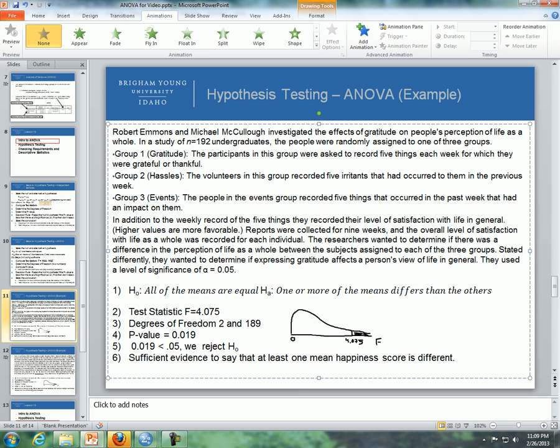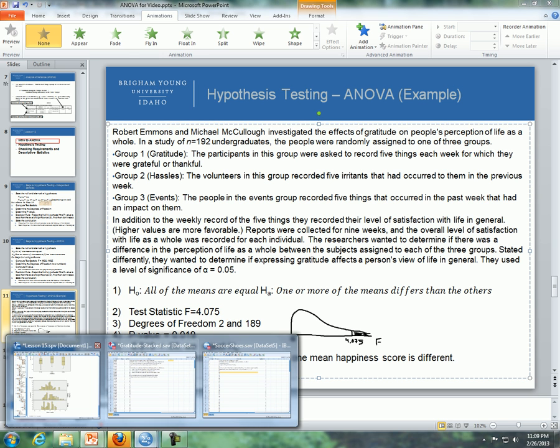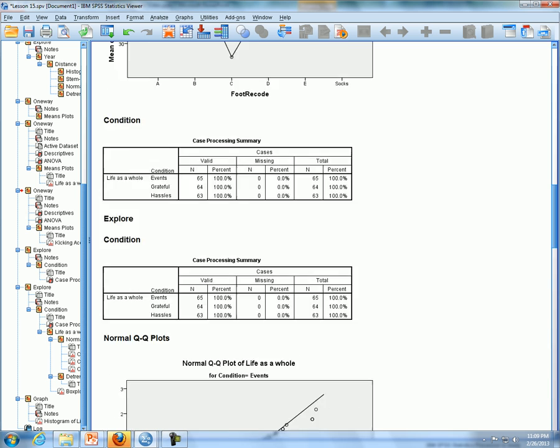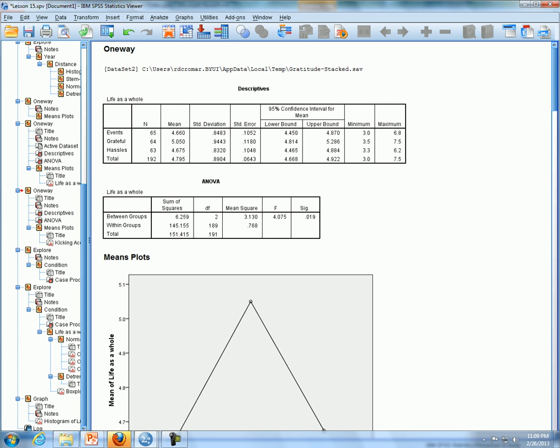Okay. Now steps 2, 3, and 4, we get from software. I have the output here from SPSS, but this is similar to Excel. This is where we get the test statistic. The degrees of freedom are 2 and 189. This is for the numerator, and this is for the denominator. And then our p-value is 0.019.